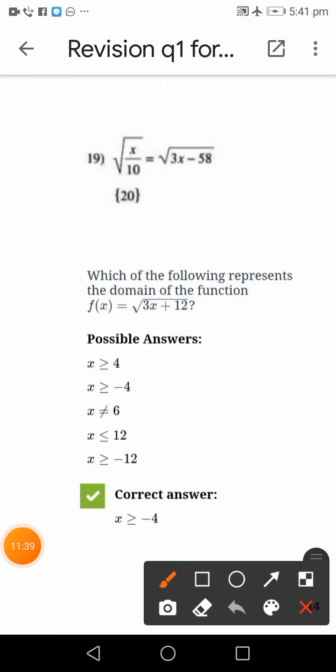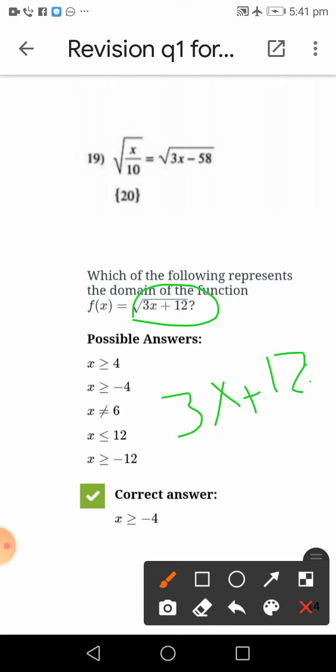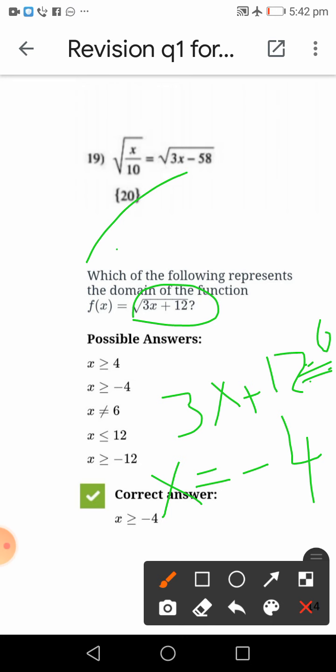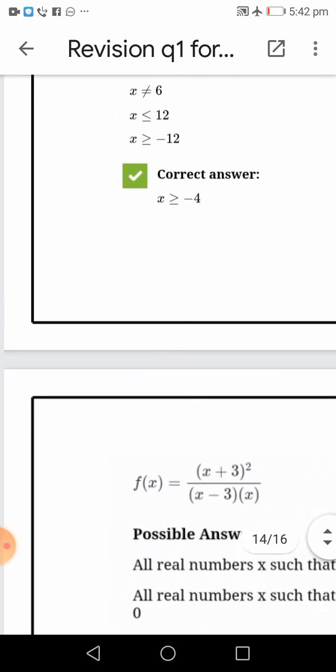Here, what is the solution? I will take the opposite. If 3x plus 12 equals 0, send 12 to the other side with negative and divide by 3 to get x equals negative 4, right? I want all values from negative 4 to infinity, so x is greater than or equal to negative 4.